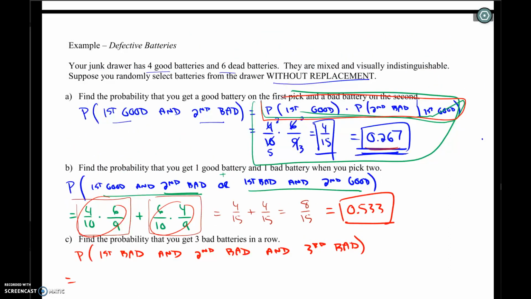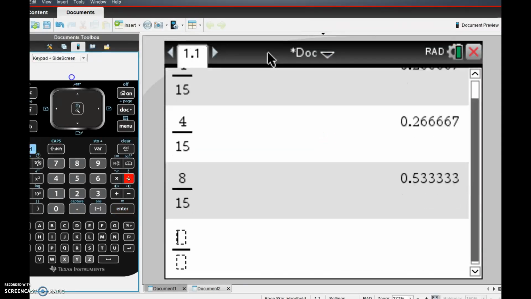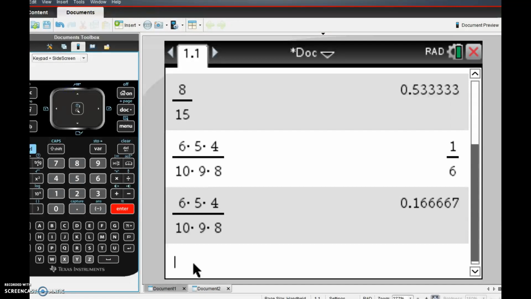First is bad. There are 6 bad and 10 total. So 6 bad out of 10 times. Once you take that bad battery out of the basket, there are only 5 bad ones left over and 9 total left over. Times. Now I've taken out 2 bad batteries, so now there are only 4 left over and a total of 8. So the multiplication rule can be very easy to implement if you just think of it like that. So 6, 5, 4 over 10, 9, 8. We could have cleaned it up a little bit by ourselves, but 0.167.